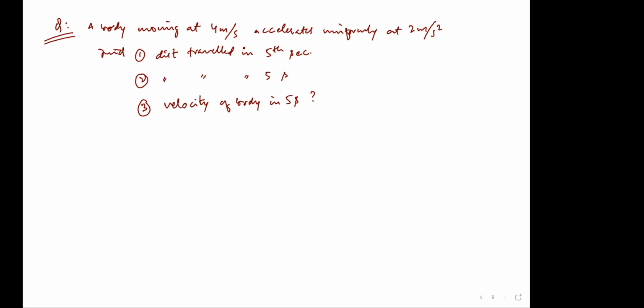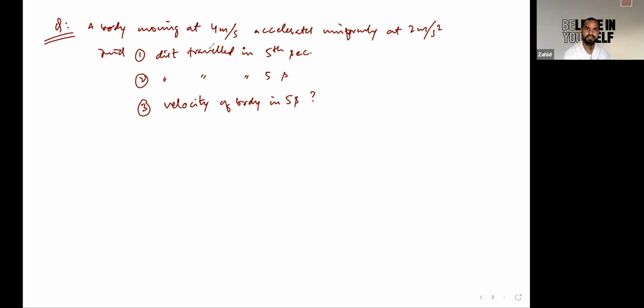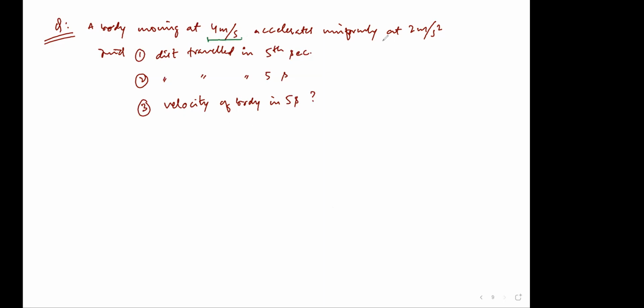Sir, moving at 4 meter per second is taken as initial velocity, right? Yeah. Okay, sir. So this will be your initial velocity u, and this will be your acceleration a.